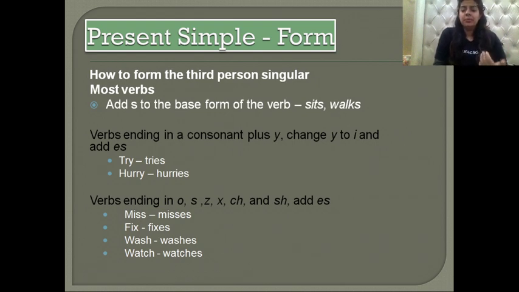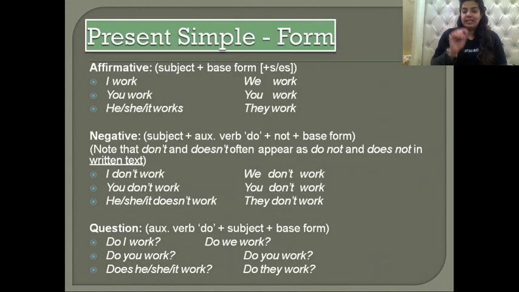Whereas the verbs which end in o, s, z, x, ch, and sh, we add es, such as miss becomes misses, fix becomes fixes, wash, washes, and watch becomes watches. So this is how we form the third person singular, okay? And I want you to focus on these aspects.